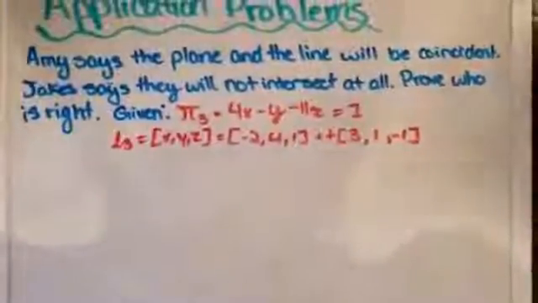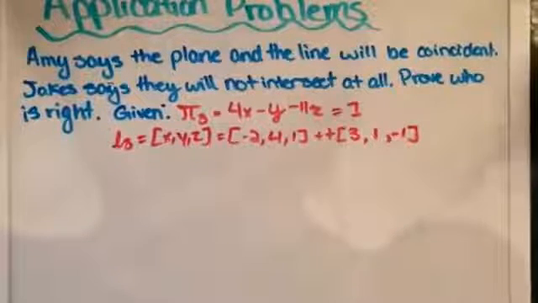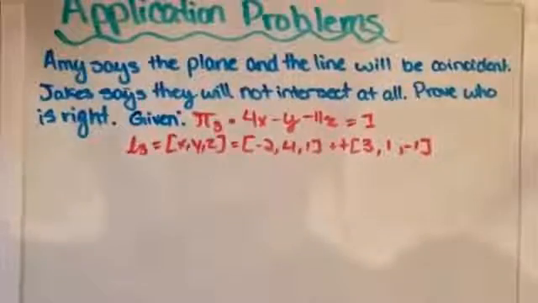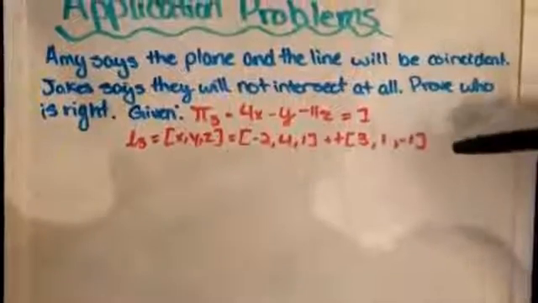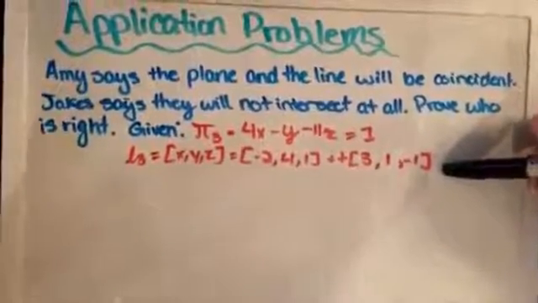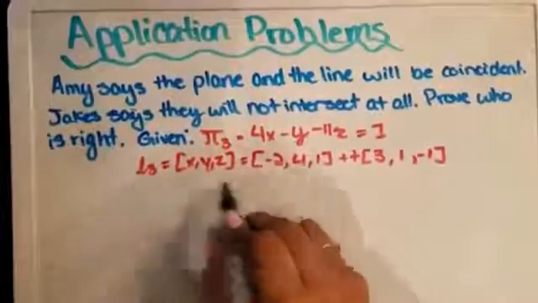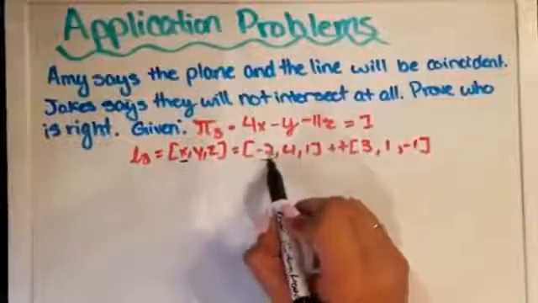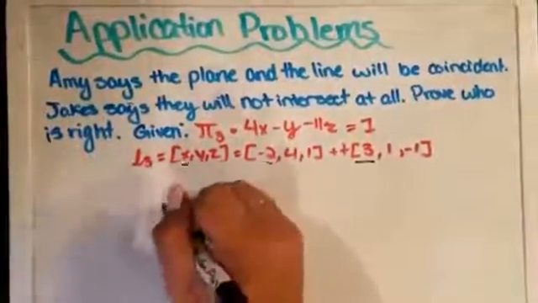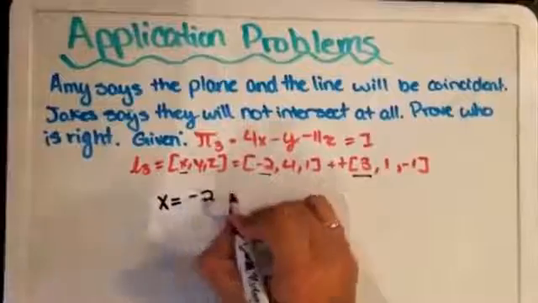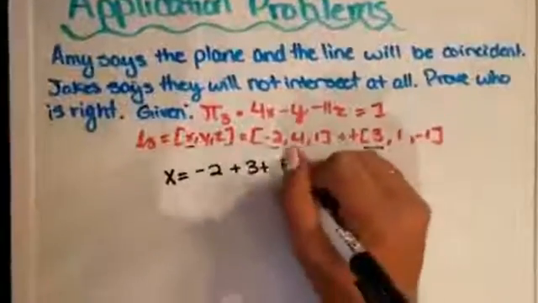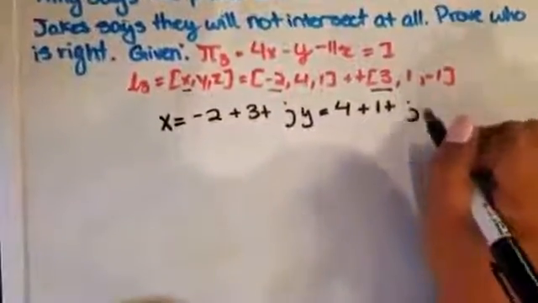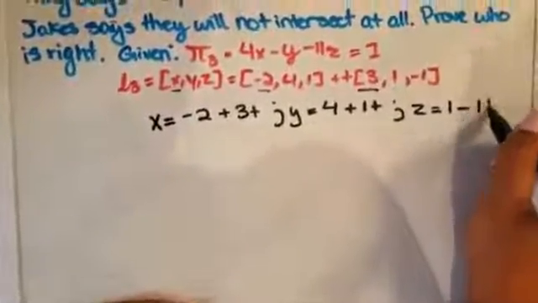So now moving on to the last and final application question. Amy says the plane and the line will be coincident. Jake says that they will not intersect at all. Prove who is right. We are given the scalar equation of a plane and the vector equation of a line. So what we have to do first is turn this vector equation of the line into a parametric equation of the line. This is simple by just joining the x coordinates with the x coordinates of each of these. So x is going to equal -2 plus 3t. Y is going to equal 4 plus 1t, and z is going to equal 1 minus 1t.